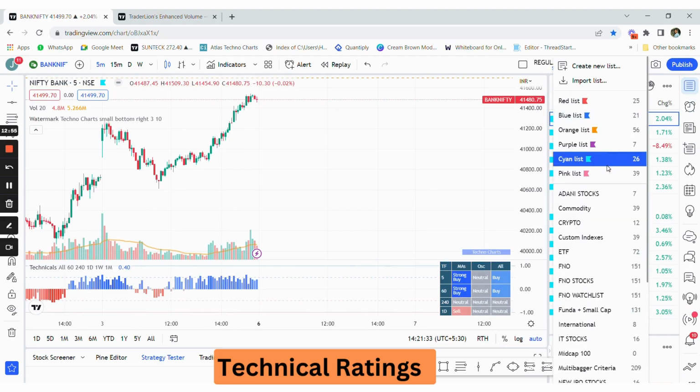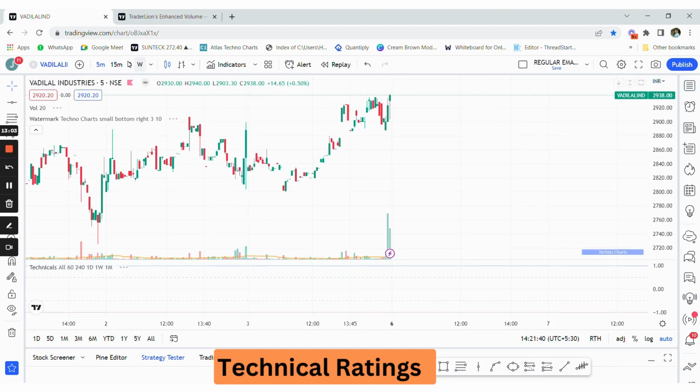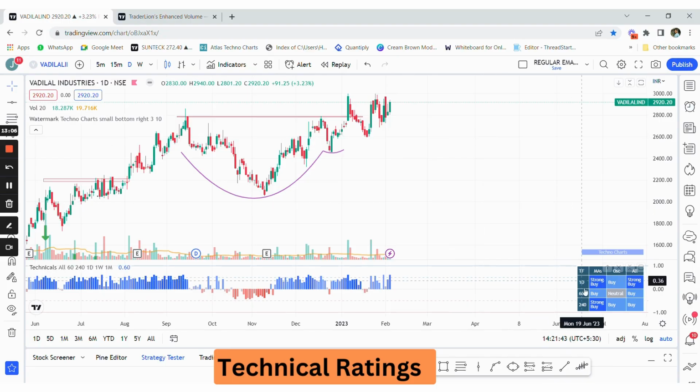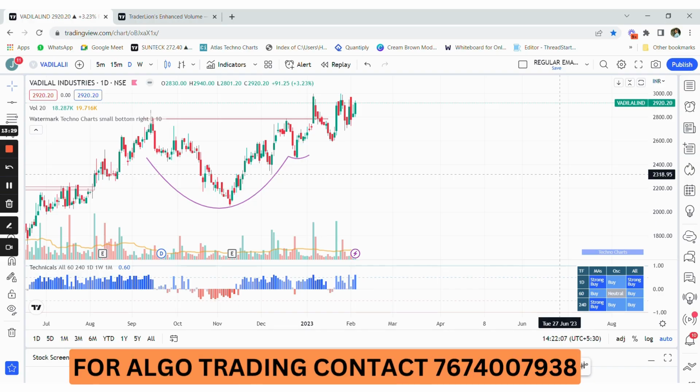But if you look at, let's say, stock charts here, if I open a chart of, let's say, Vadilal Industries here. So on Vadilal Industries, if I open the daily time frame, I can see the settings here that all of the indicators are showing me a strong buy, right? So this can help you to understand the strength of the indicators at the current market price of that particular stock, whether the indicators are bullish or whether the indicators are bearish. So I hope all these five indicators can help you to improve your trading definitely.